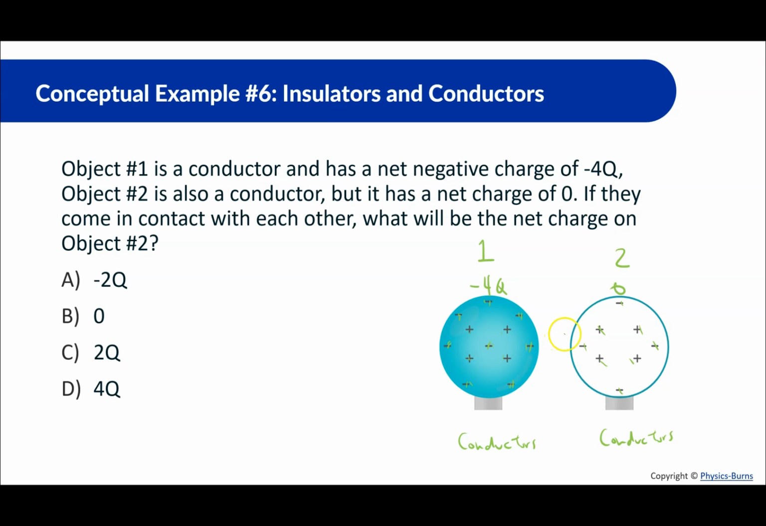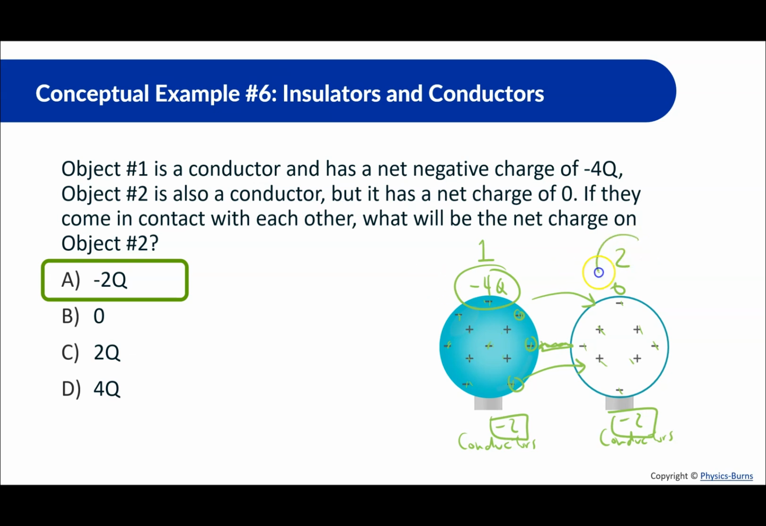So when they touch each other, they're going to come in contact. Some of these electrons, since they're both conductors, are going to move to this side. So since this has -4, some of it is going to move over here. And it's going to end up being -2 on this side and -2 on this side. So it's more equally distributed. So it's going to be -2 for each one. Okay, and that means object number 2 will also have -2. Hope that makes sense. Watch it again if it doesn't.